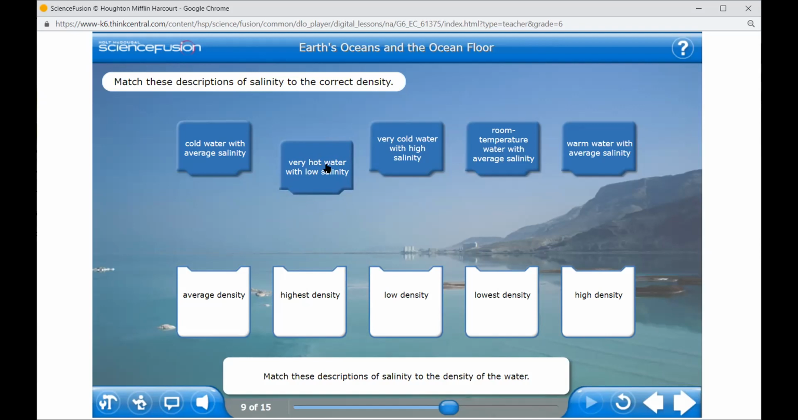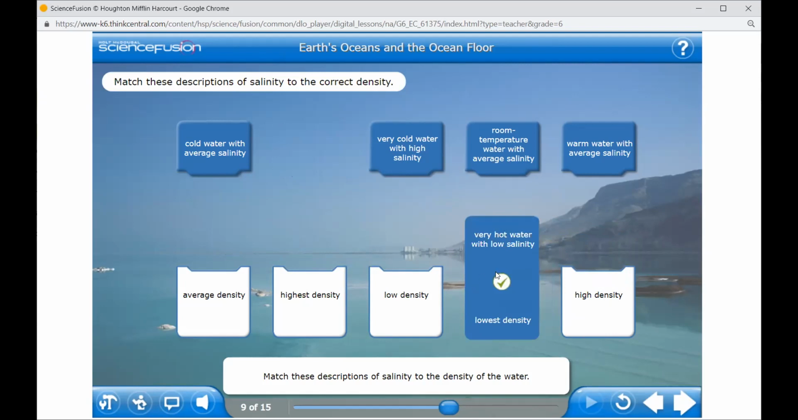Judy, Noor, very hot water. When water evaporates, very hot water, low salinity. Low density? Yes, it's high density. Now, why is it high density? Average, lowest, highest. Okay, we have even the words highest density and lowest density. It's the lowest density. You said low, that is correct. It is lowest because when it is low salinity, that means lowest density.